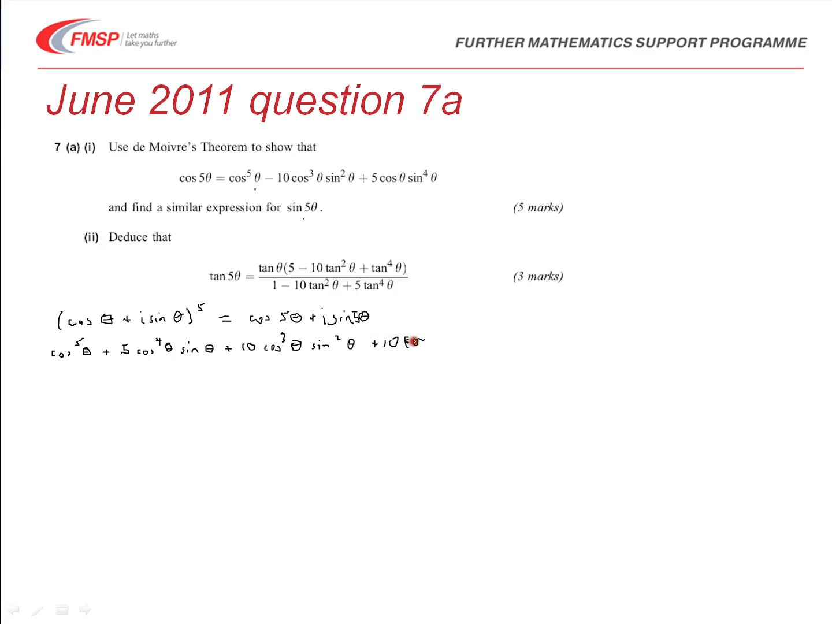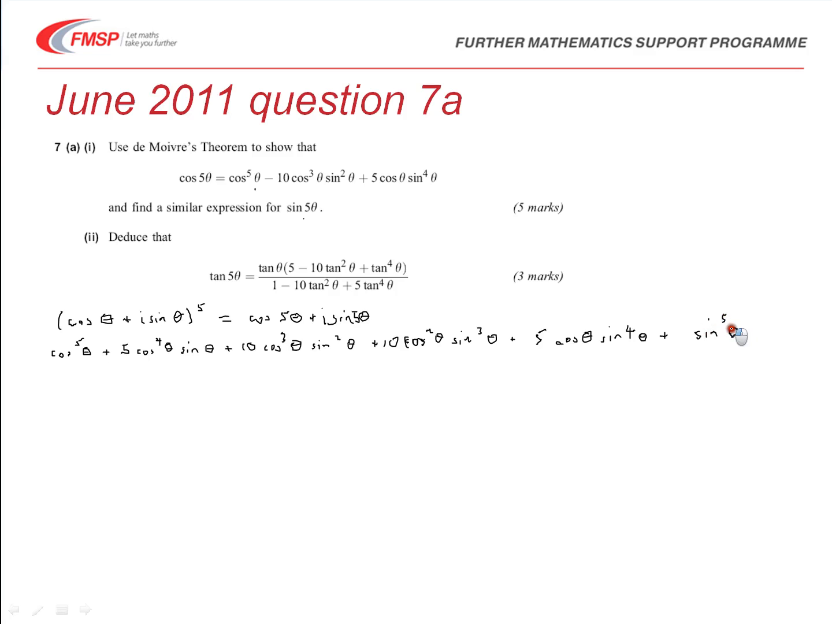So we get plus 10 cos squared sine cubed, and then we get 5 cos theta sine to the 4th, and then we end up with sine to the power of 5.